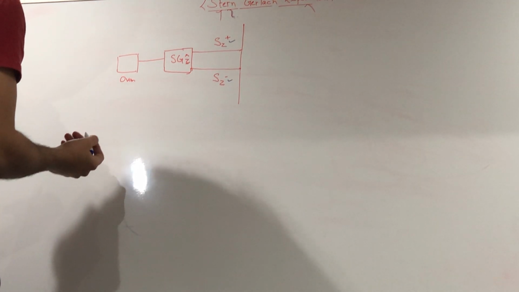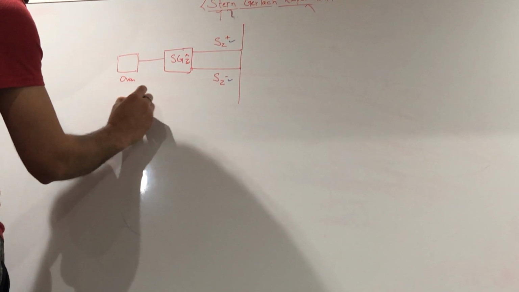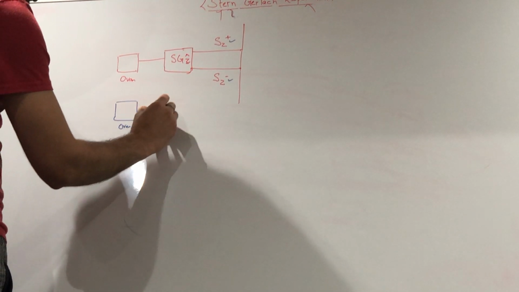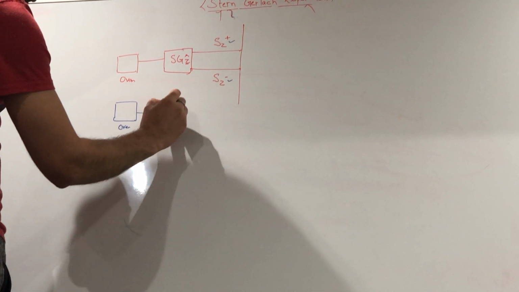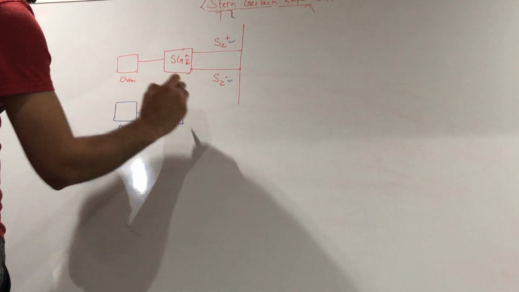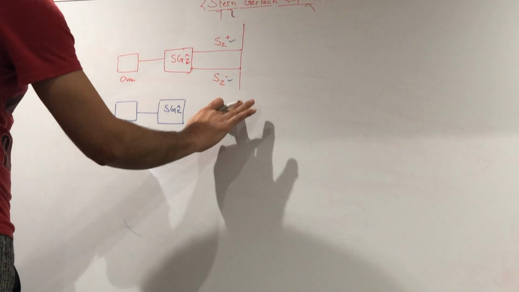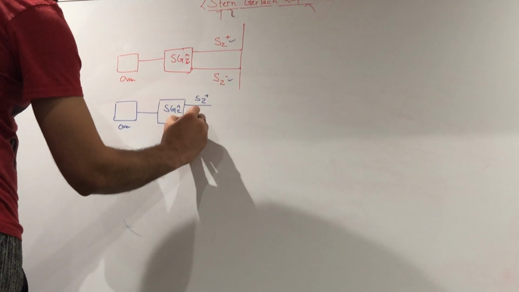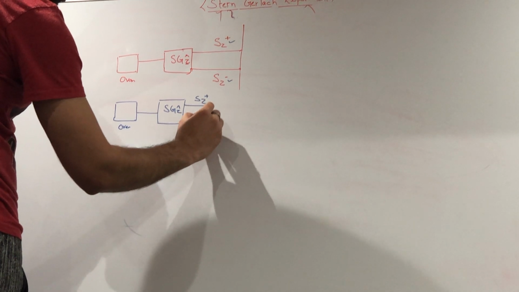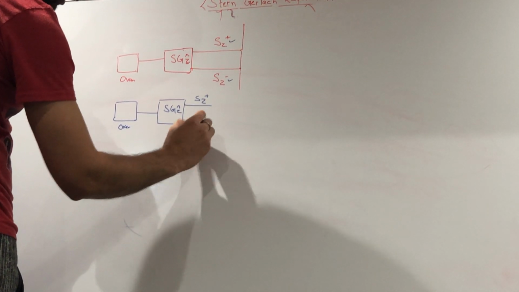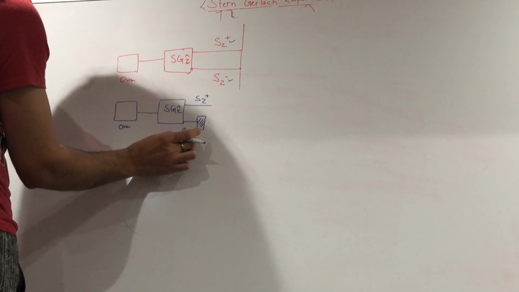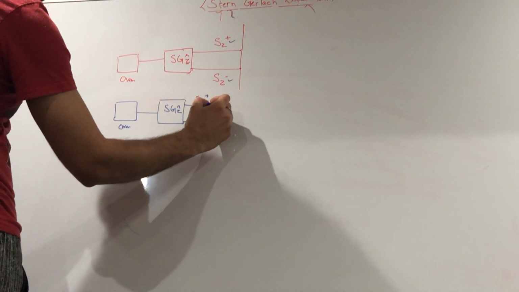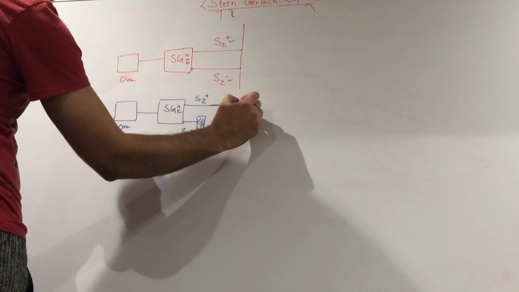Now what I do, I use the oven and I pass it through the same apparatus, again the Z cap, and I block this SZ negative spin. So the electrons with spin down are blocked, and with spin up they are allowed to pass, right?